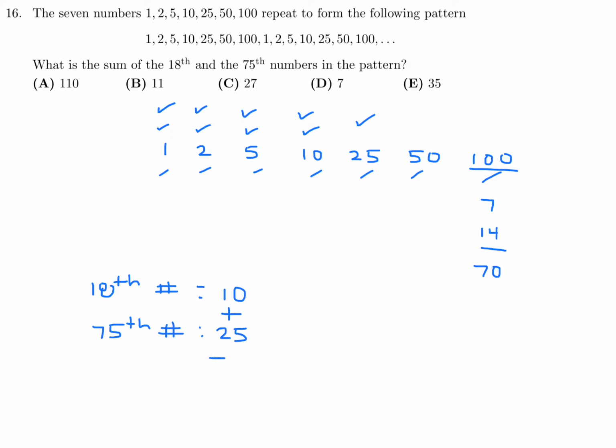And they want you to add up these two. That's what they're saying, sum. And of course, 10 plus 25 is 35. So number 16, the answer is E.